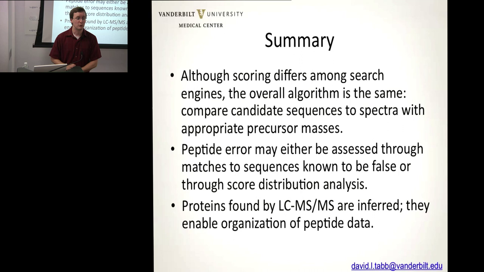So scoring differs quite a lot from algorithm to algorithm in the way that we match the predicted tandem mass spectrum to observed tandem mass spectra. But this is not to say that the way that Mascot and X!Tandem and so on work is completely different. In fact, they have great commonality. And this scoring piece is a relatively minor piece of the equation, frankly.